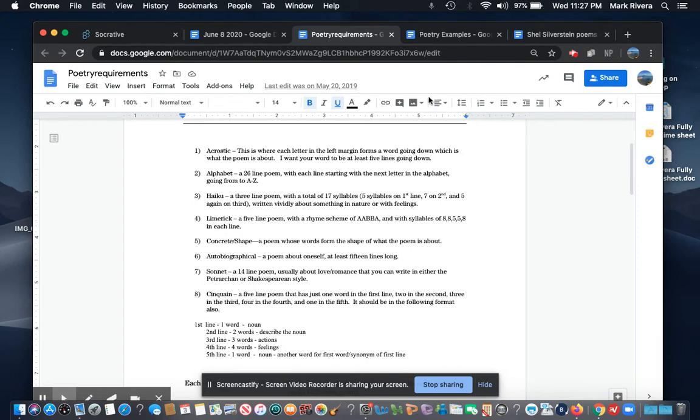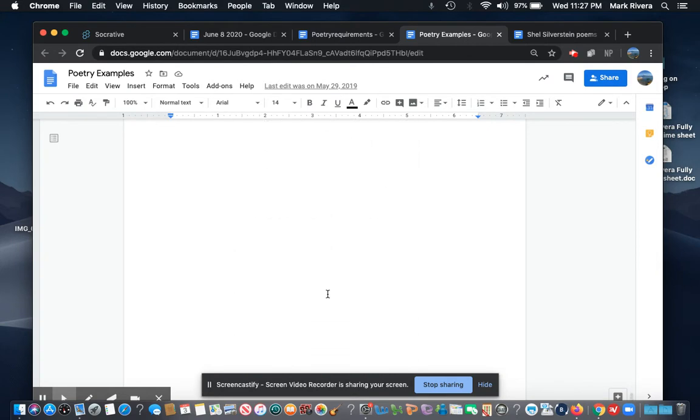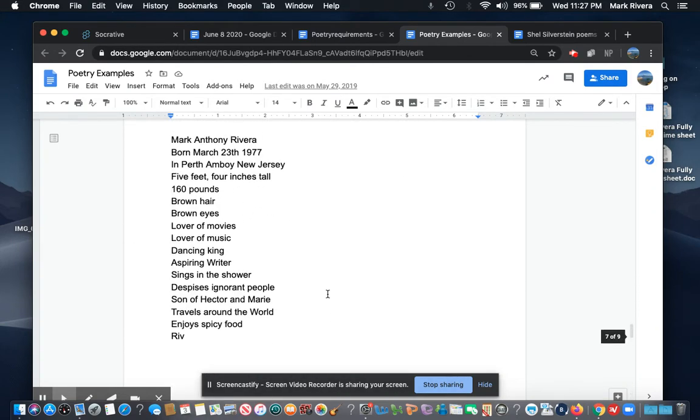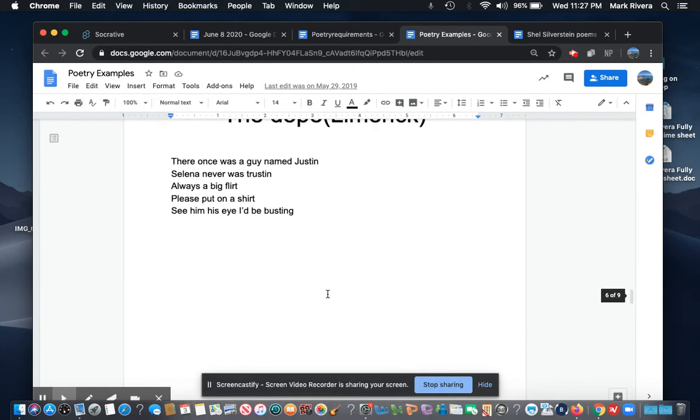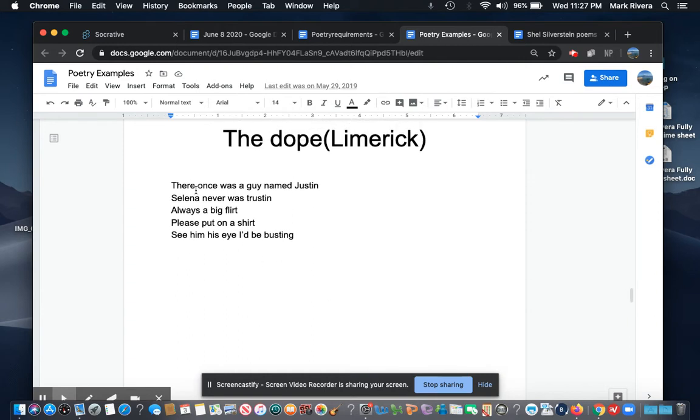So let's take a look at it. Limericks are basically, if you think in terms of nursery rhymes, a lot of nursery rhymes are limericks. So let's see the limerick I have here. Again, it's 8, 8, 5, 5, 8. The first 2 lines and the last line rhyme, and then these 2 lines have to rhyme. If you listen to it, it has a sort of nursery rhyme feel.